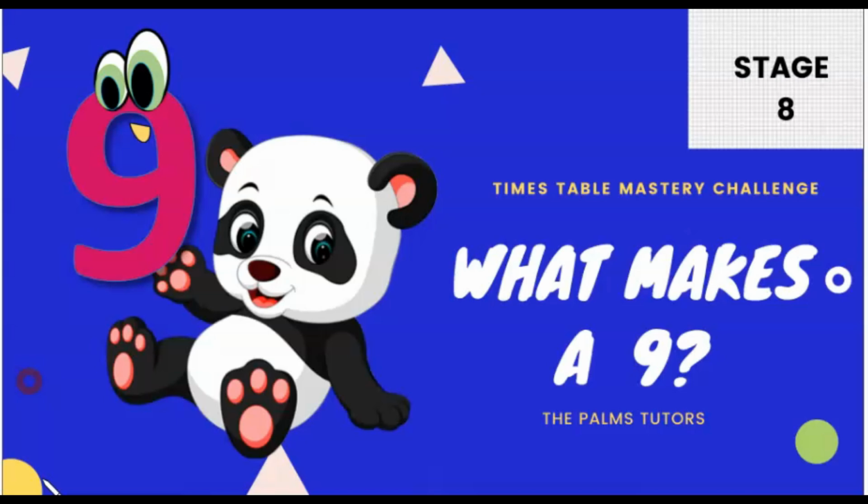So today, Baby Panda is asking, what makes a 9? Before I show you, I want you to close your eyes and think, what two numbers can you add together that gives you a 9? Let me give you an example. 0 plus 9. 0 plus 9 gives us what? 9. So what two numbers can you add together that gives you a 9?